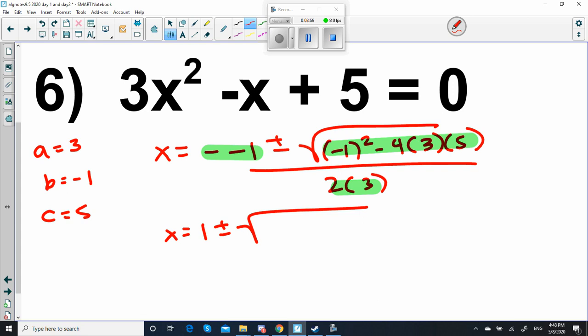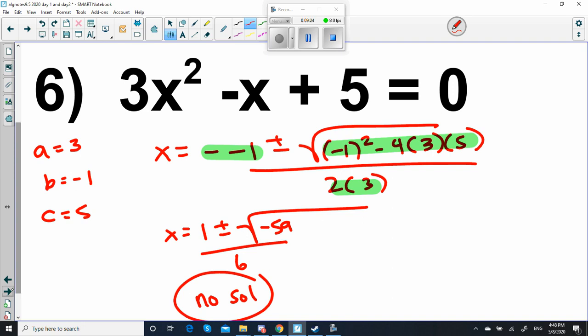So 4 times 3 times 5, that gives me negative 59 under there. Okay, hopefully you were just like, oh, it's a negative under the radical. That's not possible. So since it's a negative under the radical and it's not possible, the answer is no solution. Okay, and what does that mean? It means that it is a smile or a parabola that's above the x-axis and it's opening up, so it's never going to cross the x. Okay, and again, I know that because this is negative right here. The discriminant is a negative 59.